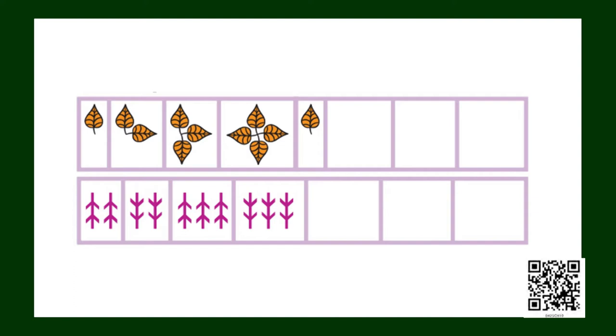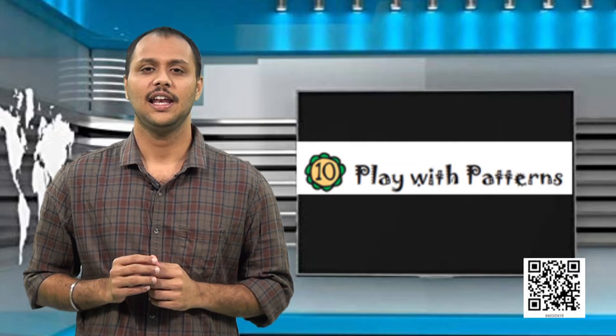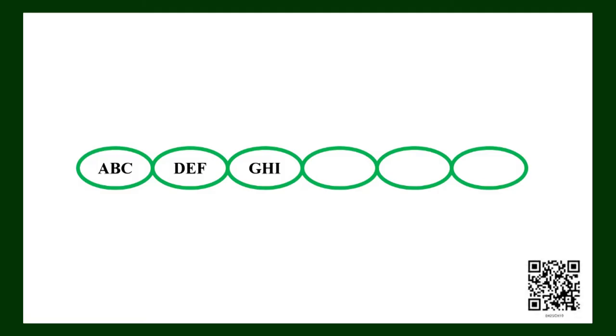Children, we can also make patterns with numbers and alphabets. Let us see some of them. Observe these alphabets: A, B, C, D, E, F and G, H, I. If you see each bubble, we have three alphabets written together. And what will be the next bubbles? Can you tell me? Yes, the next three letters will come in the next bubble. After G, H, I, what will be the next three letters? Exactly, J, K, L. Then it comes M, N, O. At last it will be P, Q, R.